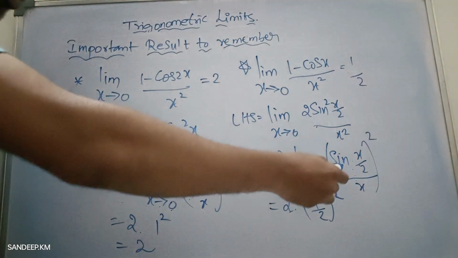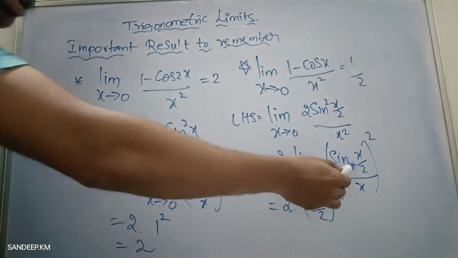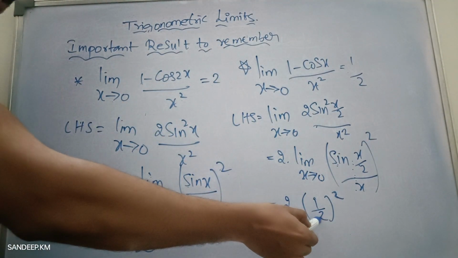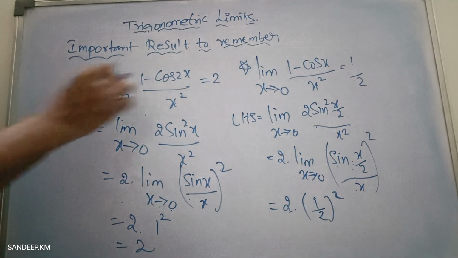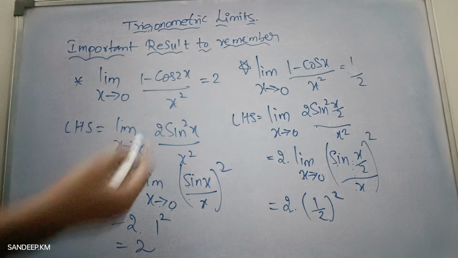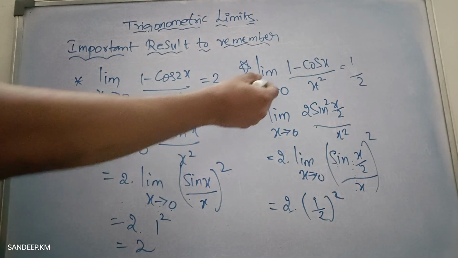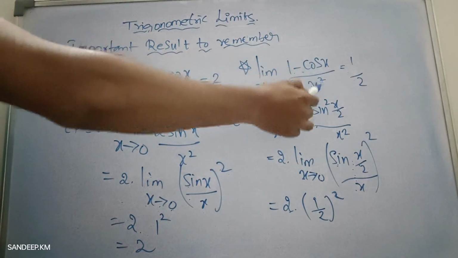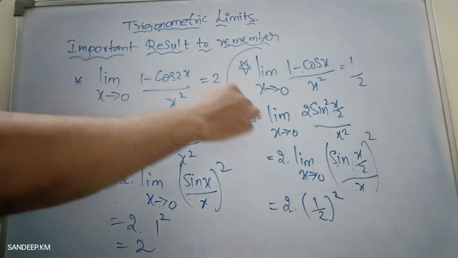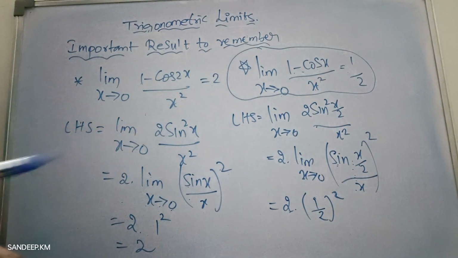So what result did I use here? Limit x approaches 0, sin kx by x is equal to k. That k value is 1 by 2. So these two are very, very important. We will use it directly while solving the problems. Particularly this one. Do remember, limit x approaches 0, 1 minus cos x by x square is equal to 1 by 2. Particularly remember this.